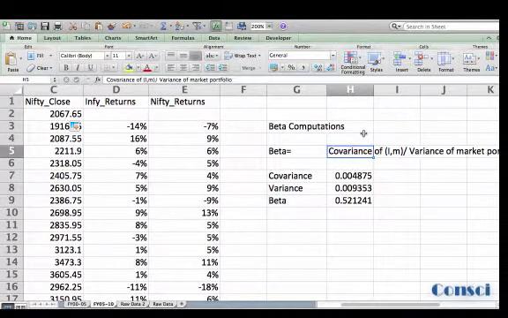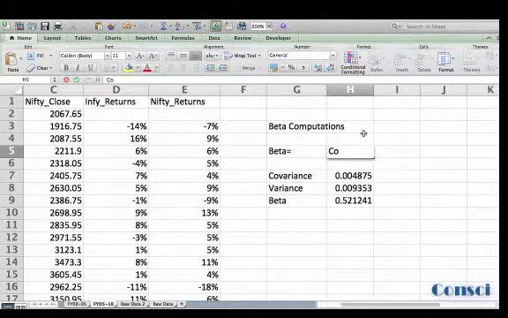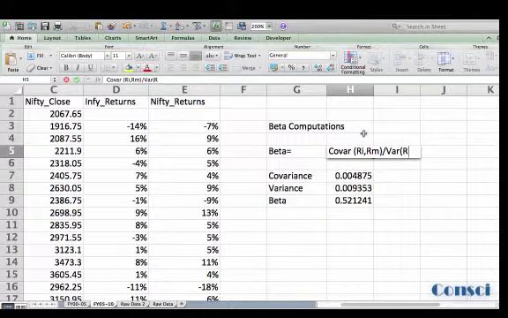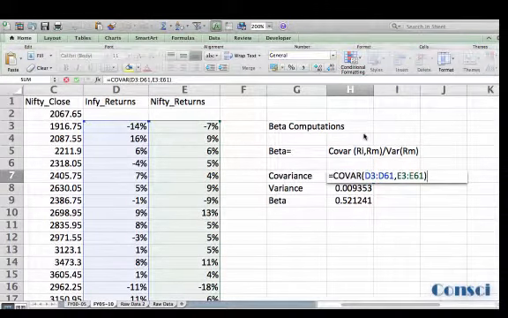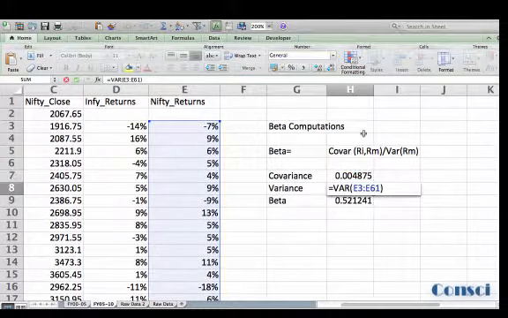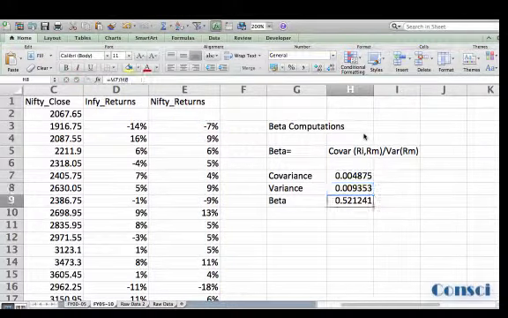Now as we said earlier, beta is given by covariance of Ri comma Rm divided by variance of market portfolio. So this is what we have done over here. We have taken the covariance of Infosys and markets and the variance of market, and taken the ratio of that to get the beta of the company.